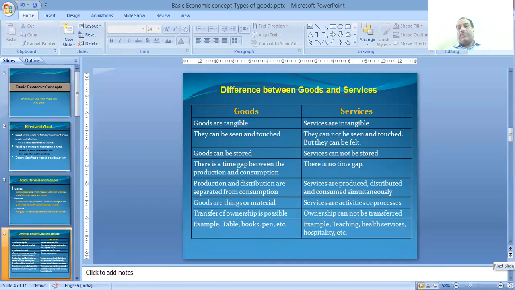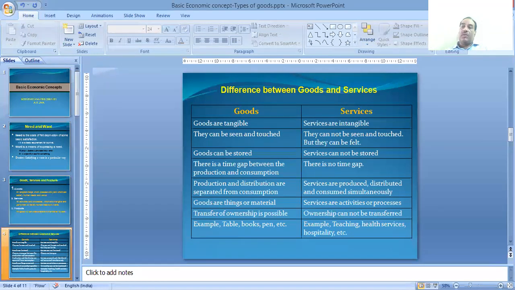Then there is a difference between goods and services, as I told you, and the basic difference is that goods are tangible, and services are intangible. So when we say goods, tangible things, it means they can be seen and touched. When we say services, they cannot be seen and touched, but they can be felt. So I am teaching you, so you can't touch my services, my voice, but you can feel that yes, I am speaking.